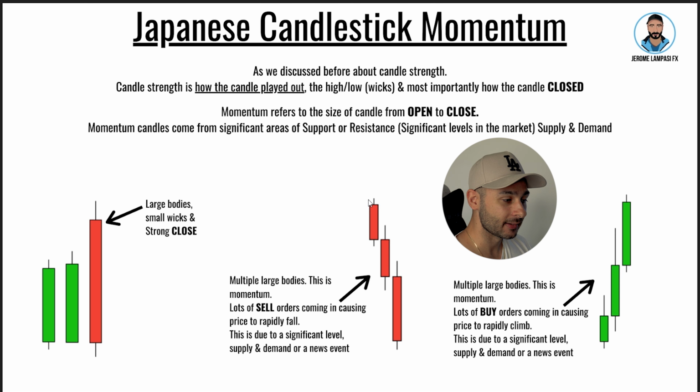When you see candle formations like this, multiple large bodies, this is momentum. Lots of sell orders coming in, causing price to rapidly fall. This is due to a significant level, supply and demand, or news events. Same inverse for a bullish momentum trend. Multiple large bodies, this is momentum. Lots of buy orders coming in, causing price to rapidly climb. This is due to a significant level, supply and demand, or news events.